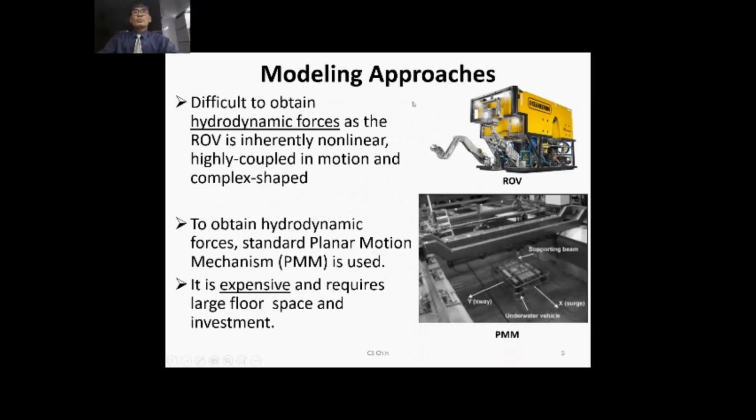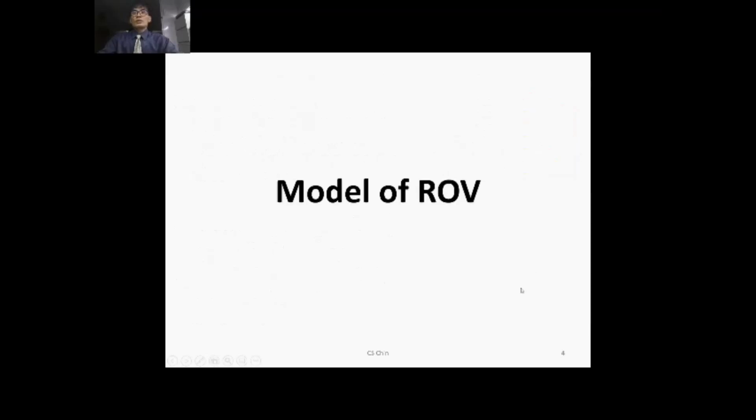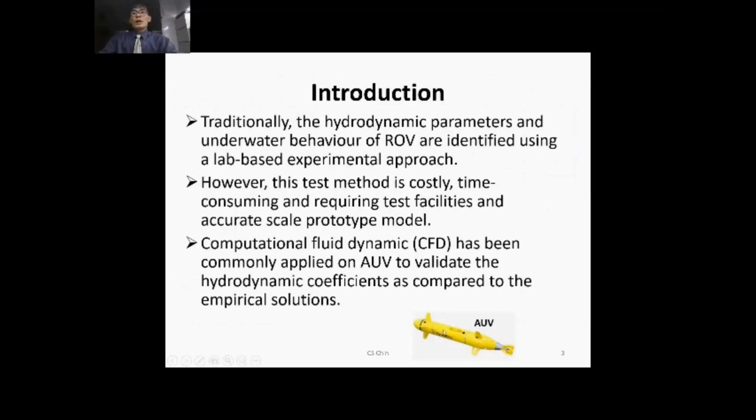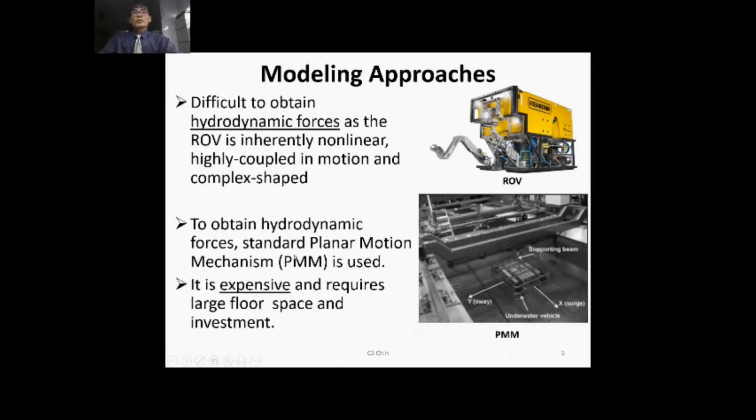So the modeling approach for these open frame ROVs makes it quite difficult to obtain the hydrodynamics forces. The reason is the ROV is inherently nonlinear, highly coupled in motions, and very complex in shape as compared to the AUV that is very streamlined. So to obtain the hydrodynamic forces, the standard planar motion mechanism, in short PMM, is used. This is what I call the test facilities. As you can see, that is very expensive and it requires a large floor space and investment, as well as the scale prototype, or it can be the actual prototype which is not that big.